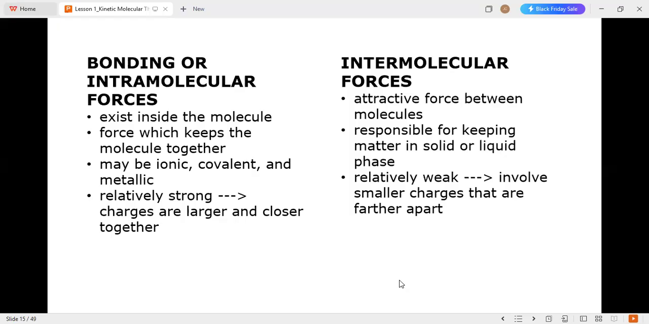It might be a transfer of electrons, or it might be a sharing of electrons between atoms. So this is your intramolecular force or your chemical bonding.